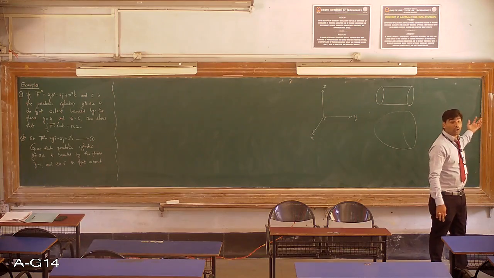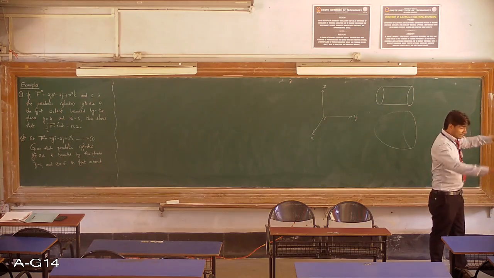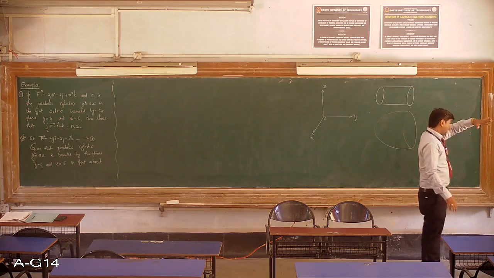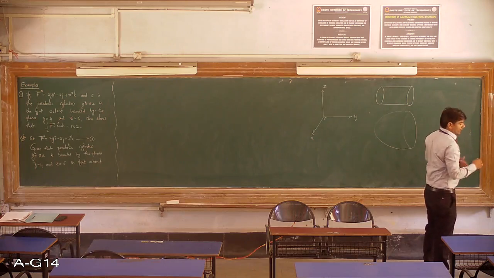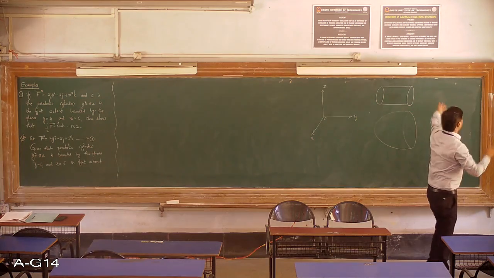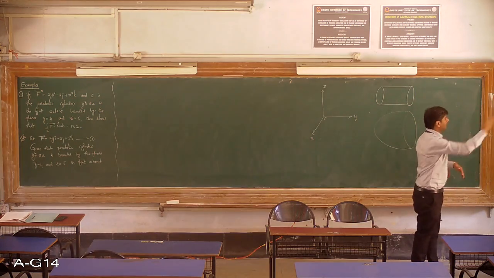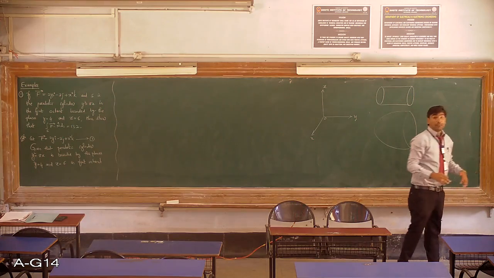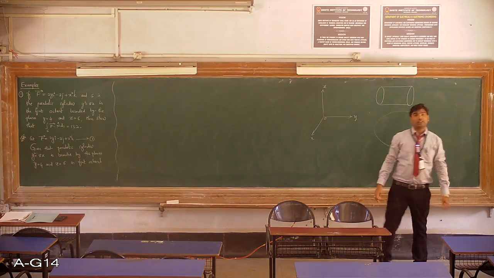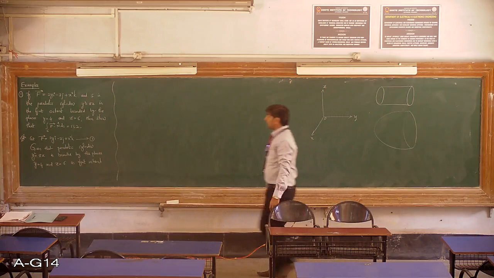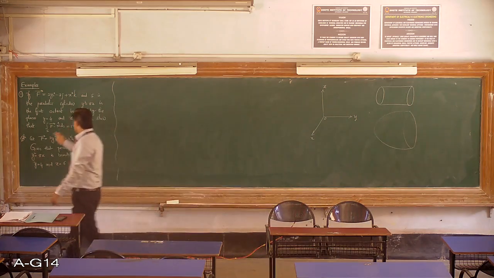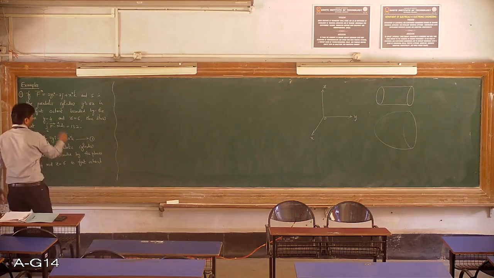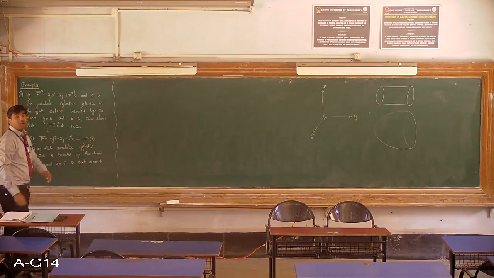Octant means there are eight such regions that will come. If you get these four, first, second, third, fourth, the remaining four will be below these. Therefore, in total eight will come. So this will be the first octant, and they are saying that the given parabolic cylinder lies in the first octant.